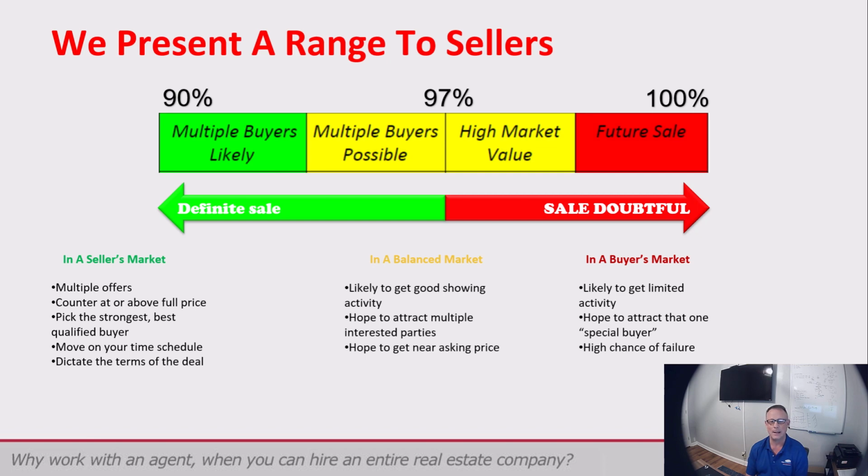Now, once we get into that yellow area, that's a balanced market pricing. You're likely to get good showing activity. You hope to attract multiple interested parties, and you hope to get near asking price. In a buyer's market, when you're pricing at 100%, you're likely to get limited activity. You're hoping to attract that one special buyer. It's no way to sell a home. You have a high chance of failure. We always present a range. We never say a number out loud that is greater than 100% of what we think the property can fetch.